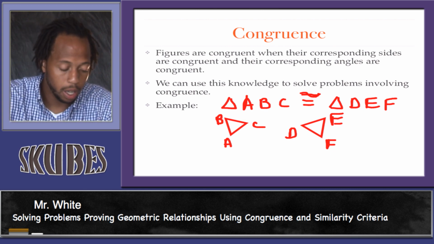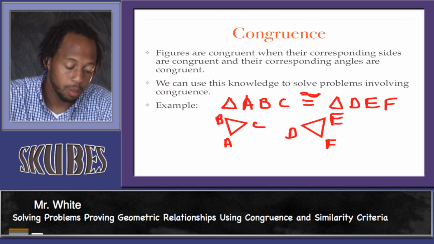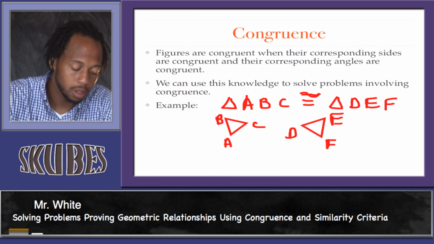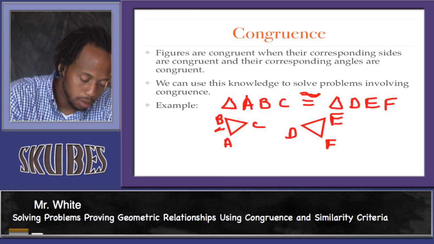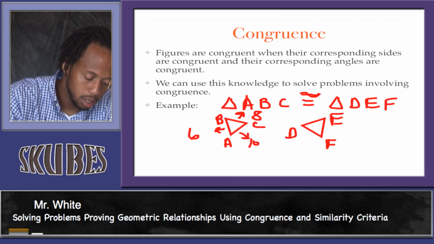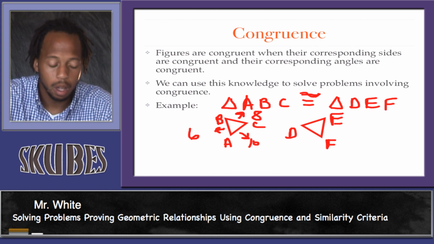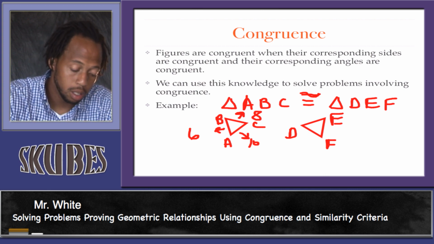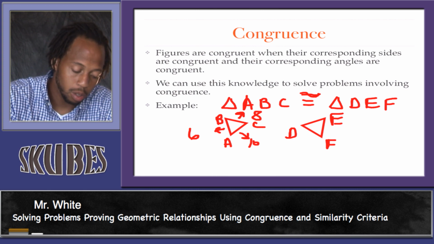So it's safe to assume that angle A is congruent to angle D, angle B is congruent to angle E, and angle C is congruent to angle F. Now, let's say I give you all some side measures for these sides. So this is 6, this is 8, and this is 10 units. Okay? So if these two triangles are congruent, what that means is side AB and side DE are corresponding. So side DE would also be 6 units.